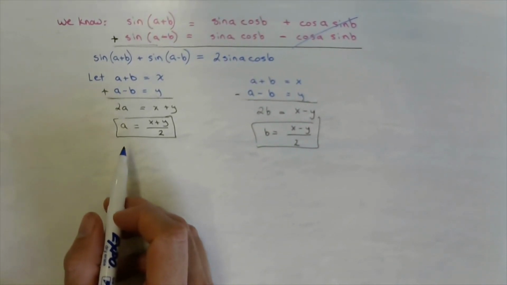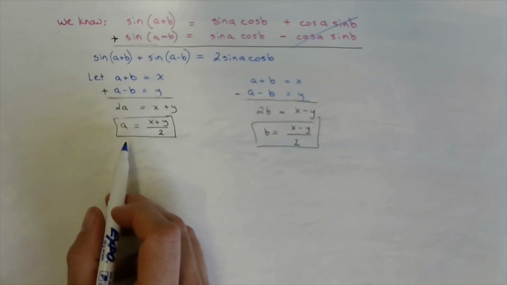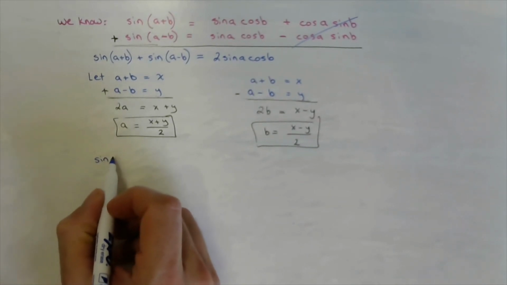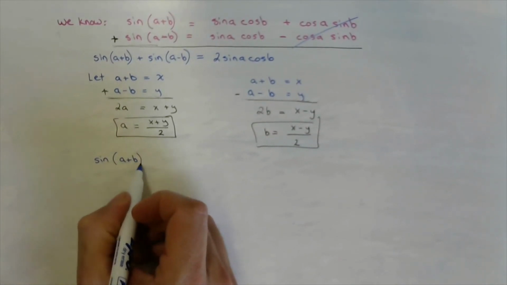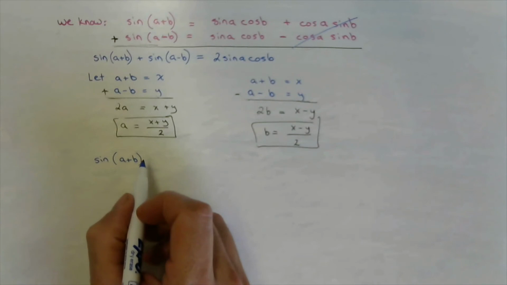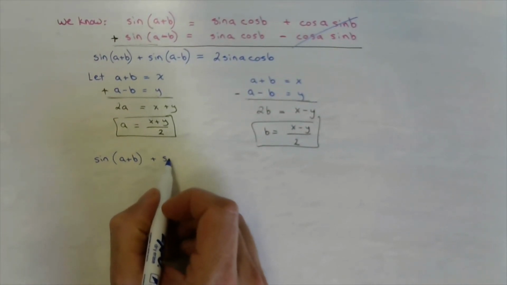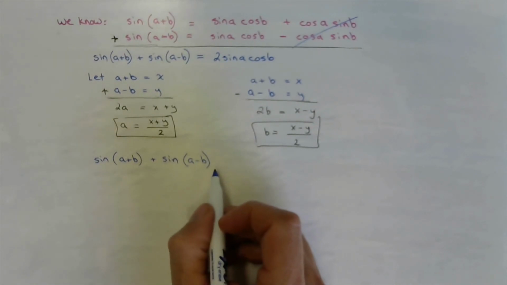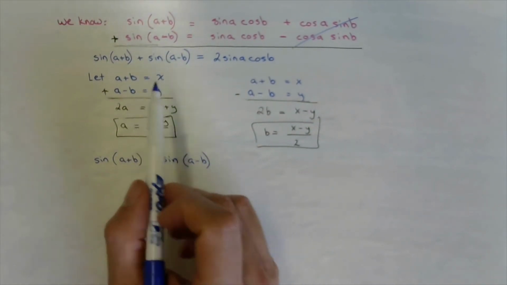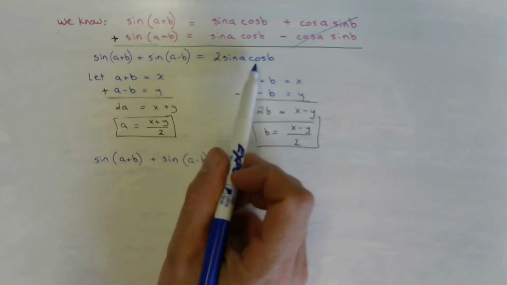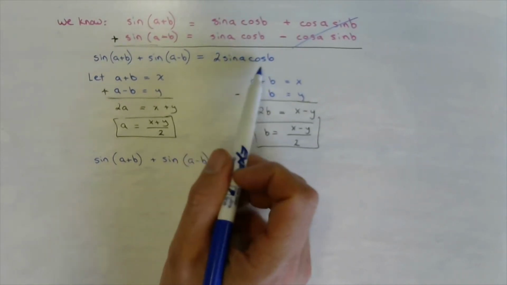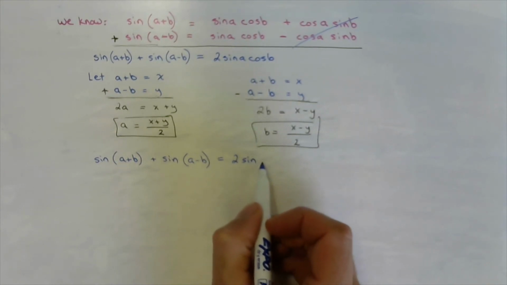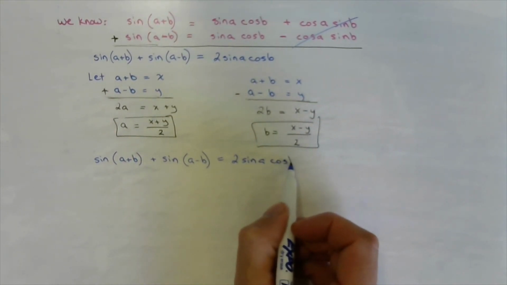Okay, so now we really just need to take this and sub it in to what we have. So the sine then of a plus b plus the sine of a minus b becomes, from up here, so we're just taking this again, I'm copying it down again, equals 2 times the sine of a cos of b.